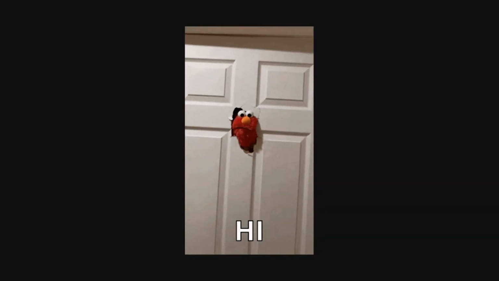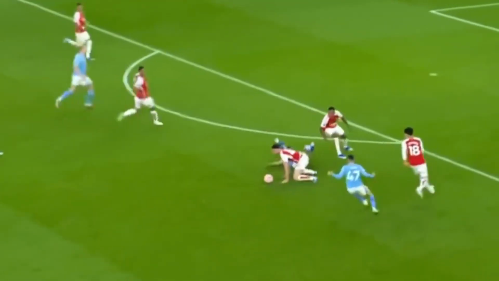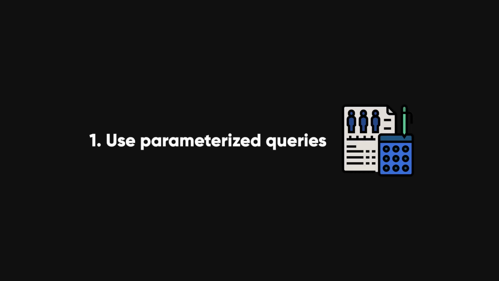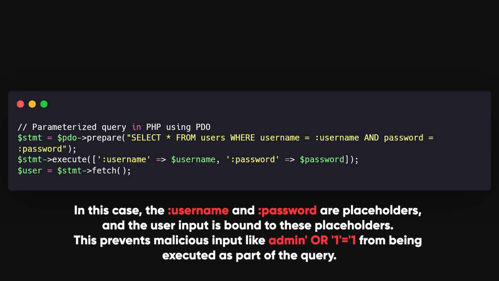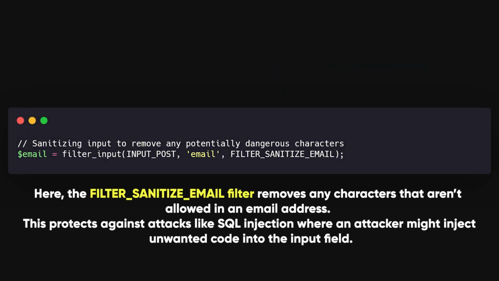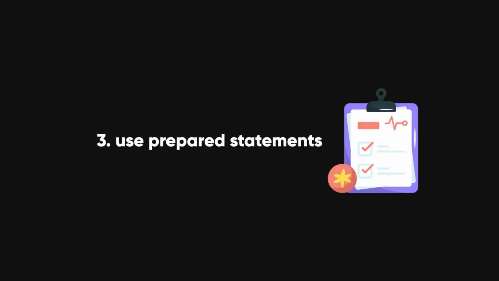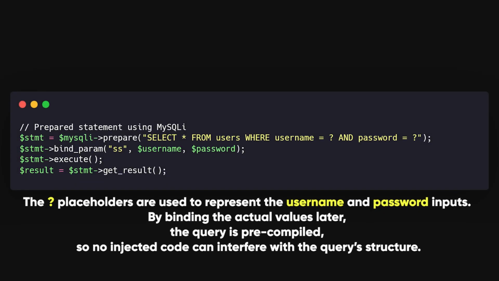Now that we know how attackers break in, let's talk about defense. First, use parameterized queries. These placeholders protect against malicious inputs. Second, sanitize inputs. Don't trust anything users submit. Check for weird characters or unexpected code. Third, use prepared statements, which are like parameterized queries but precompiled and even more secure.